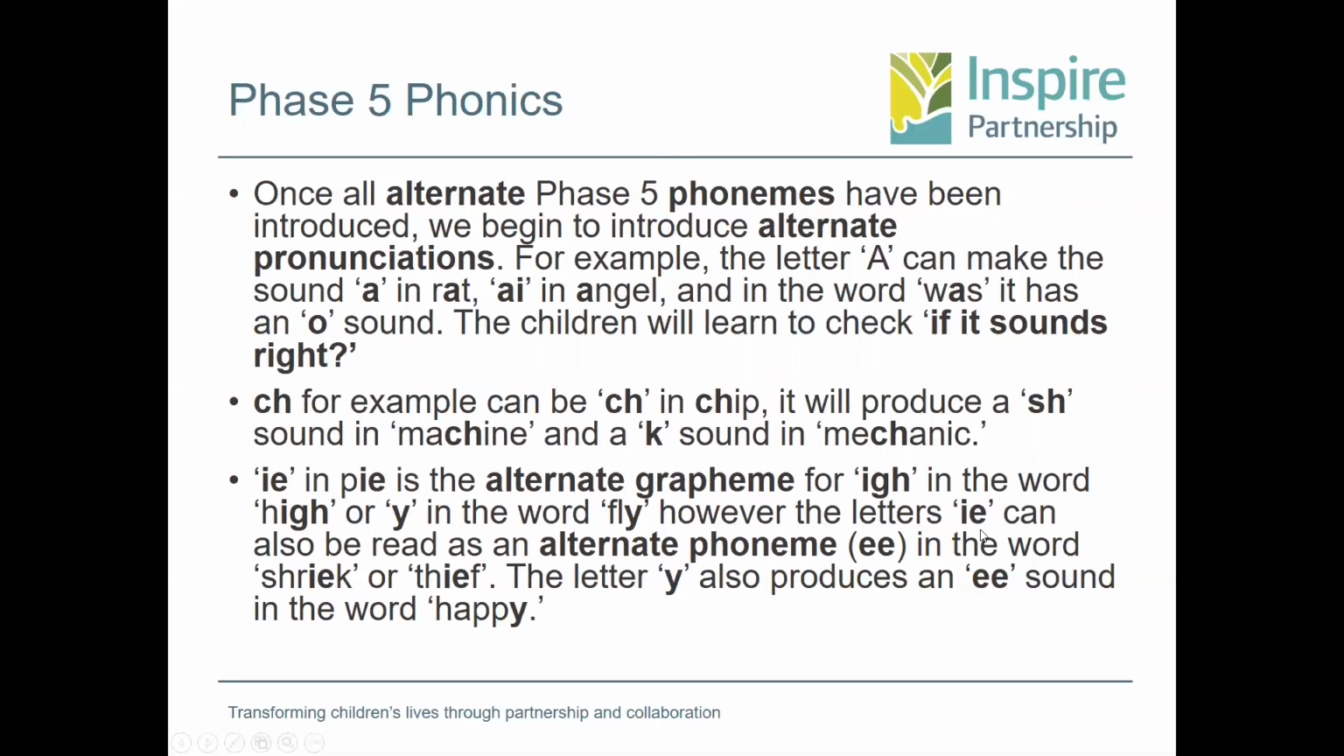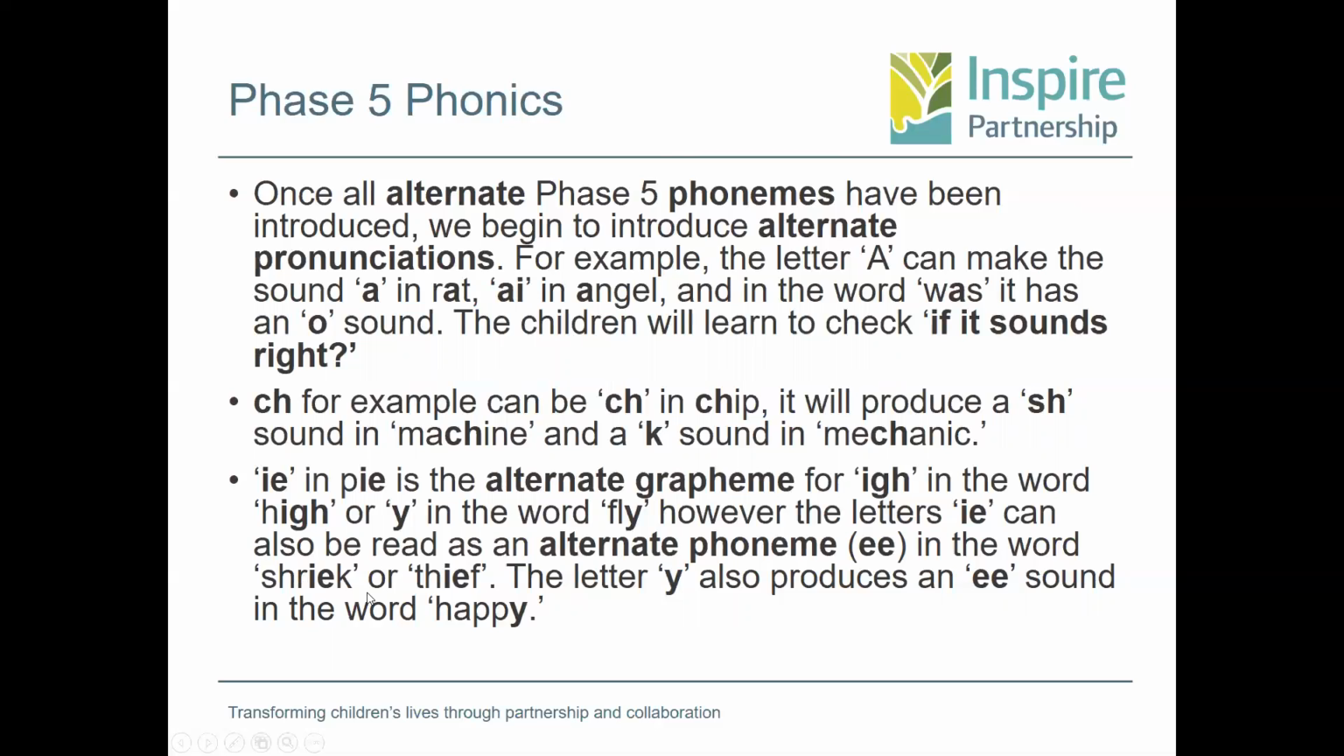However, the letter I can also be read as an alternate phoneme, E, in the word shriek or thief. The letter Y also produces an E sound in the word happy. So here, Y can be used as an I or an E. This I in the word pie is an E in the word shriek. So you can see how it gets a little bit more complex.